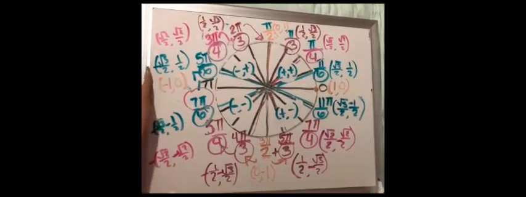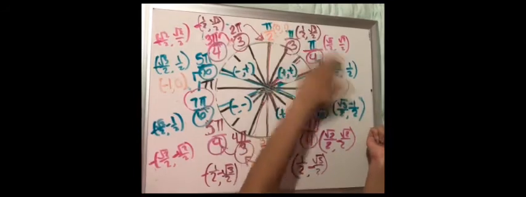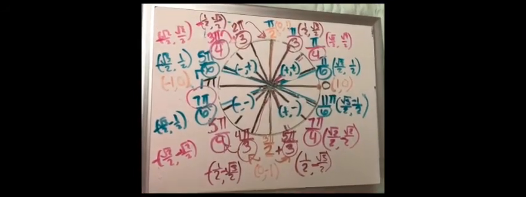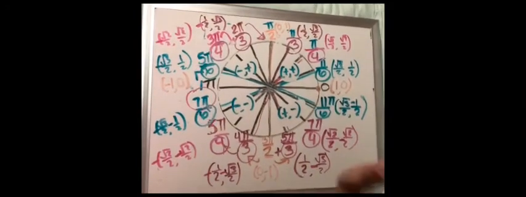On this side, my x values have to be negative, so I have to put negatives here, and on this side, they all stay positive. And that is how you've already finished your coordinates, you already finished your radians, and that's it.